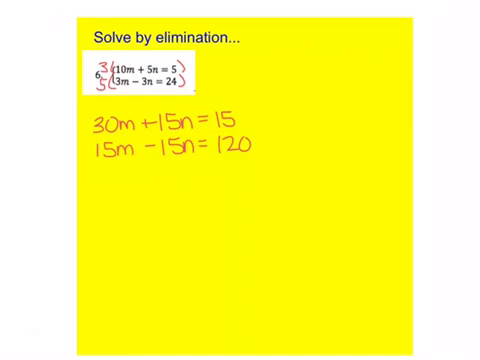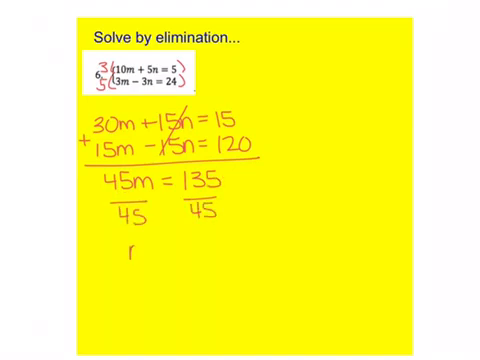So now those 15s are the same but opposite signs, so we can add things straight down. So 30 and 15 is 45m. My n's are going to cancel and add 15 and 120, and I get 135. So now finish solving, divide by 45. M is going to equal 3.